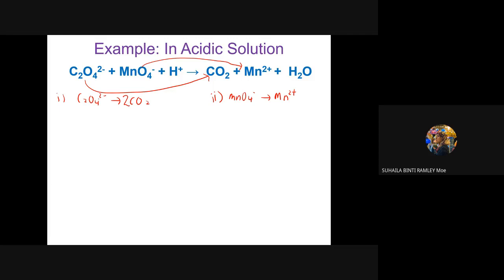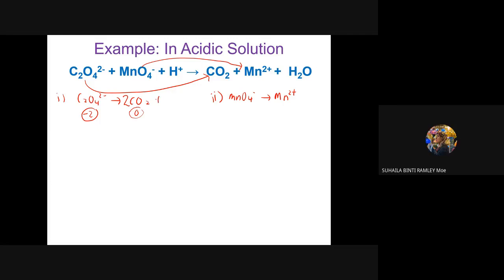Okay, after balance element, balance untuk charge. So next kita ada sini overall negative 2. Here is berapa charge? 0. So which one yang more positive? 0 or negative 2? 0 lah yang more positif kan. Jadi kita add electron pada sebelah kanan. Berapa electron?